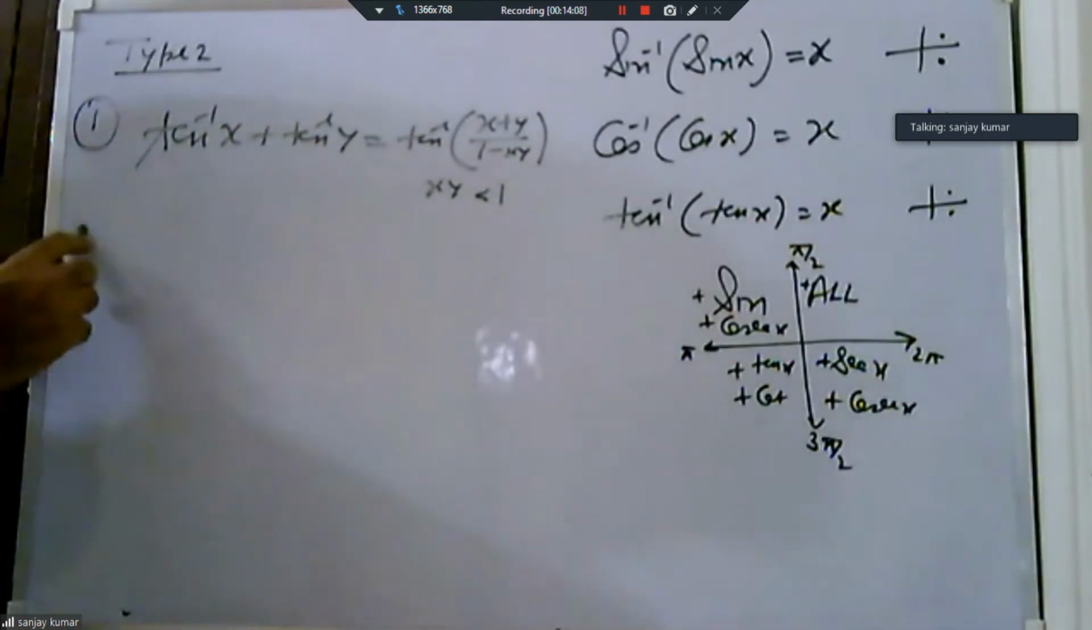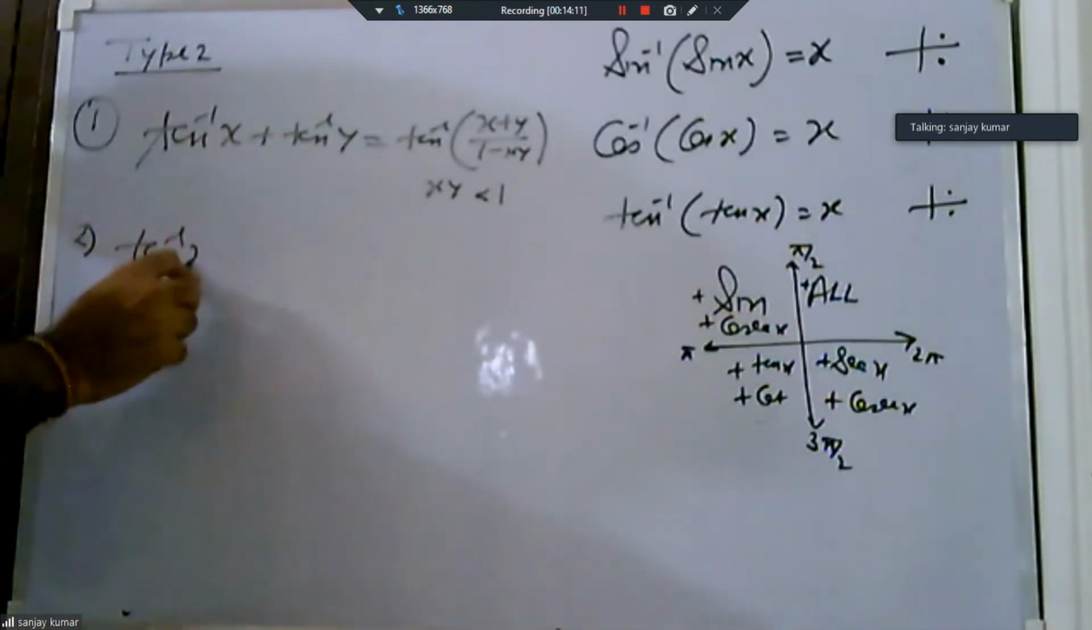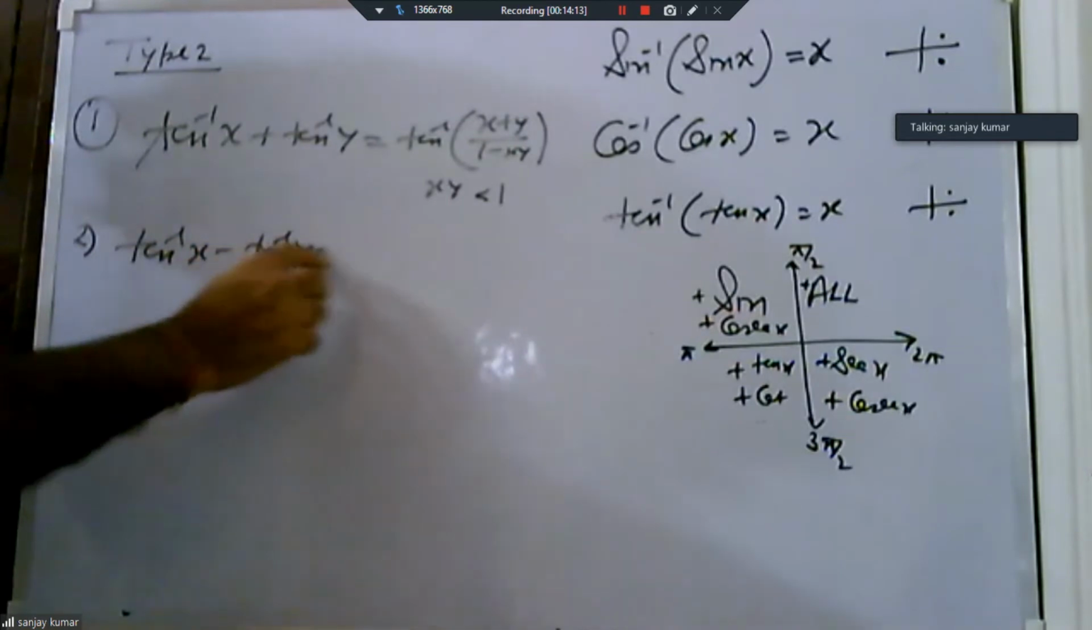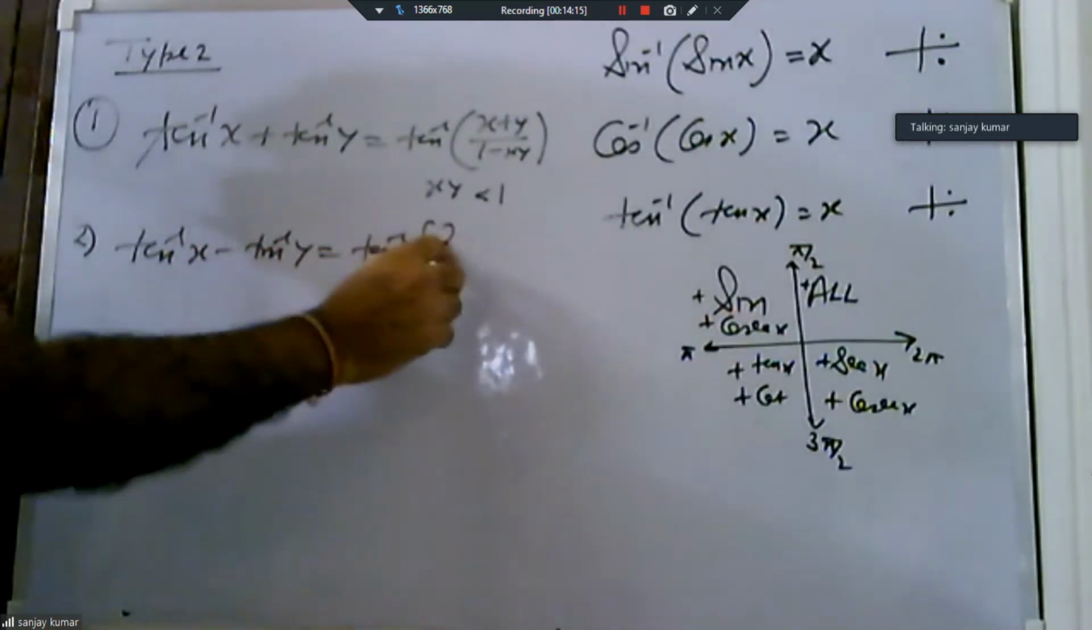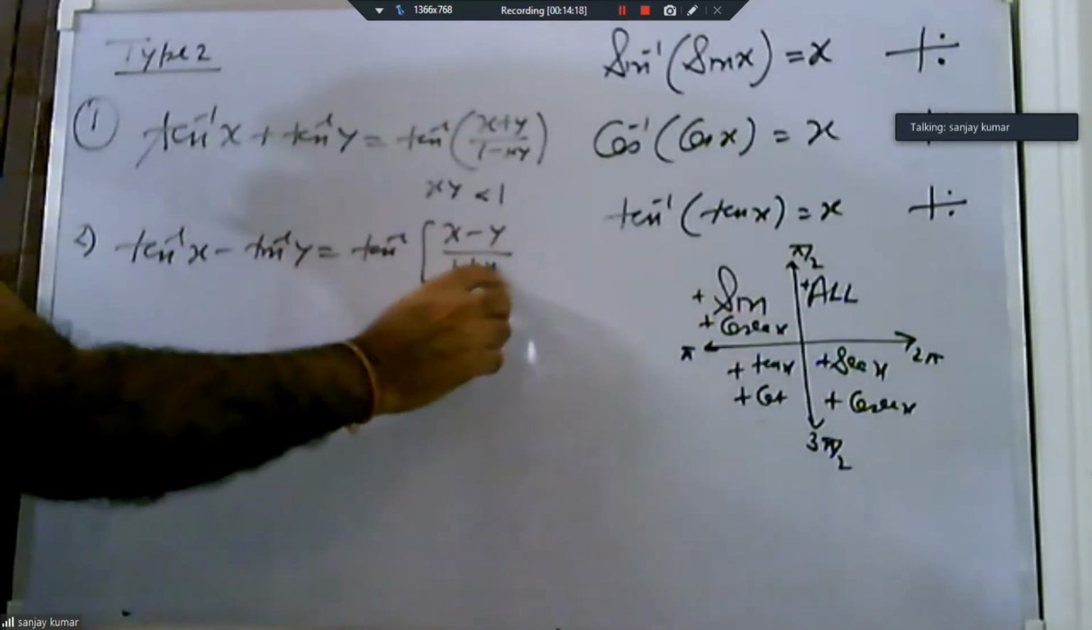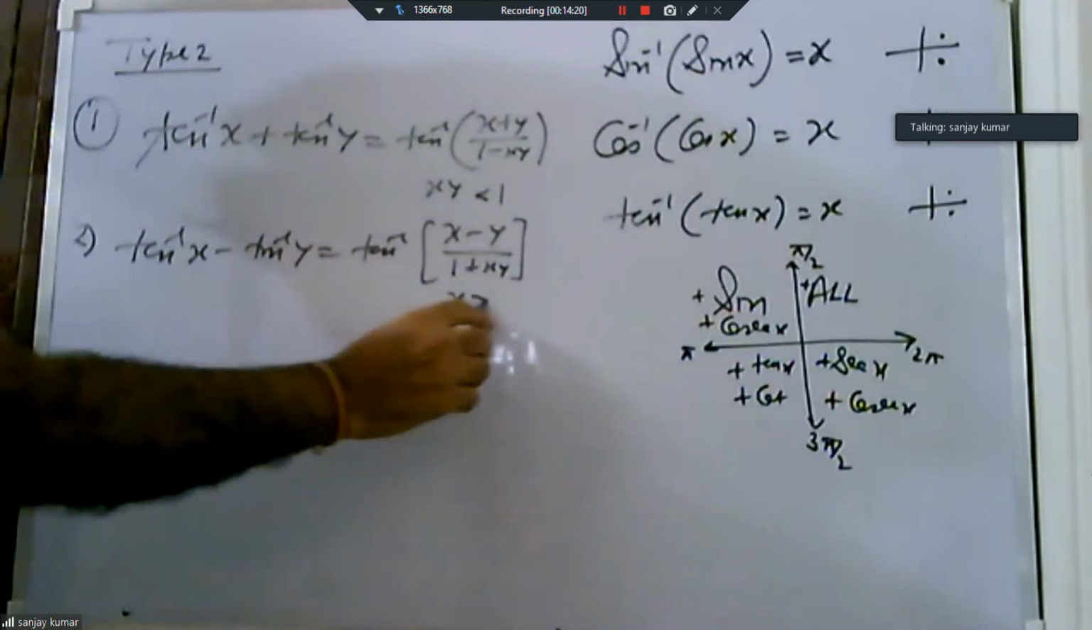Okay, the second formula is tan inverse of x minus tan inverse of y is tan inverse of (x minus y) upon (1 plus xy). Here you need x greater than y.